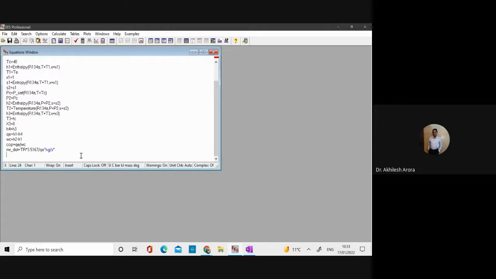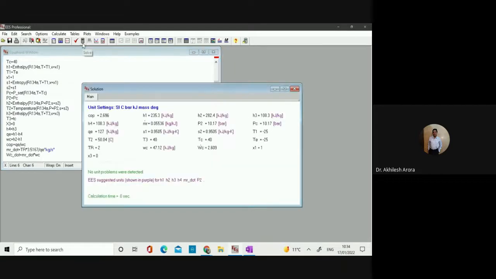What next do we have to calculate? We have to calculate the power of the compressor. So I can say WC underscore dot. It becomes power because we have earlier calculated WC, where you have not multiplied by the mass flow rate. So WC dot means power. It should be equal to MR dot, so I am copying it from here and pasting it here, multiplied by WC. Let's see what the answer is. You can see 2.609. So this is the answer.